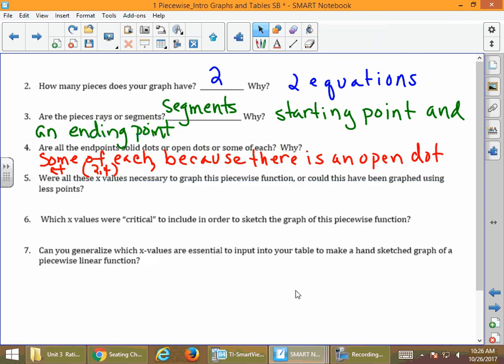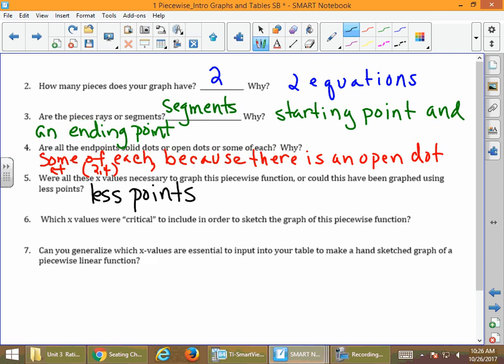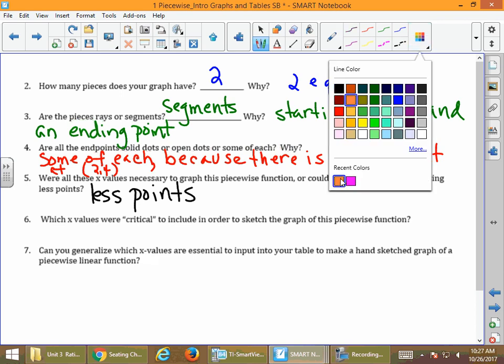Sum of each, because there's an open dot at 2, 4. Were all of these x values necessary to graph the piecewise function? Or could this have been graphed using fewer points? Well, we could have graphed using fewer points. Which ones were critical? Well, the ones that were critical are the endpoints.